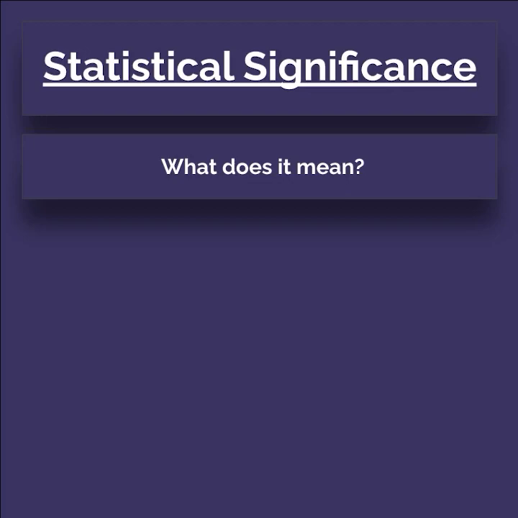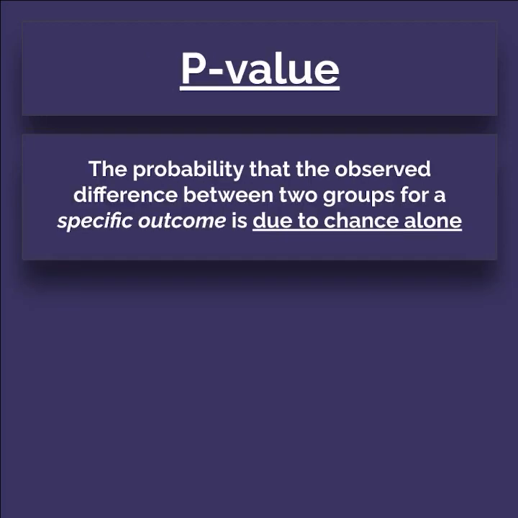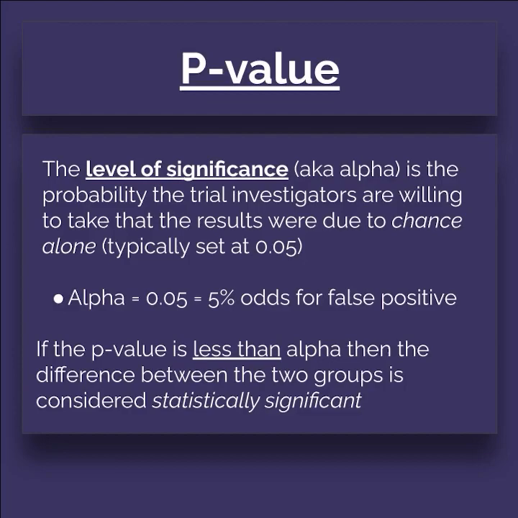Let's first start by reviewing what statistical significance actually means. To do this, we need a quick refresher on p-values and their relation to the level of significance, aka alpha. P-value is the probability that the observed difference between two groups for a specific outcome is due to chance alone. And the p-value gets interpreted relative to the level of significance, aka alpha. Alpha being the chance that the investigators are willing to take that the observed results were due to chance alone. And this is typically set at 5%.